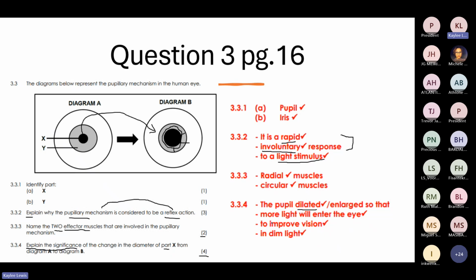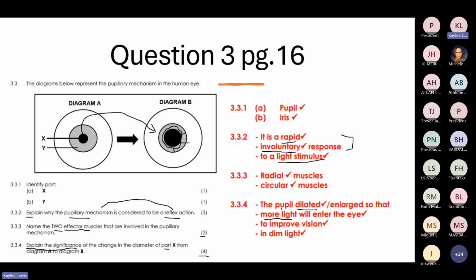And that is so more light can enter the eye. So I'd hope that you at least got those 2 marks already. But now this is where you need to take it a step further and just explain it a bit more in detail, the importance of that. So the pupil dilated so more light can enter the eye.